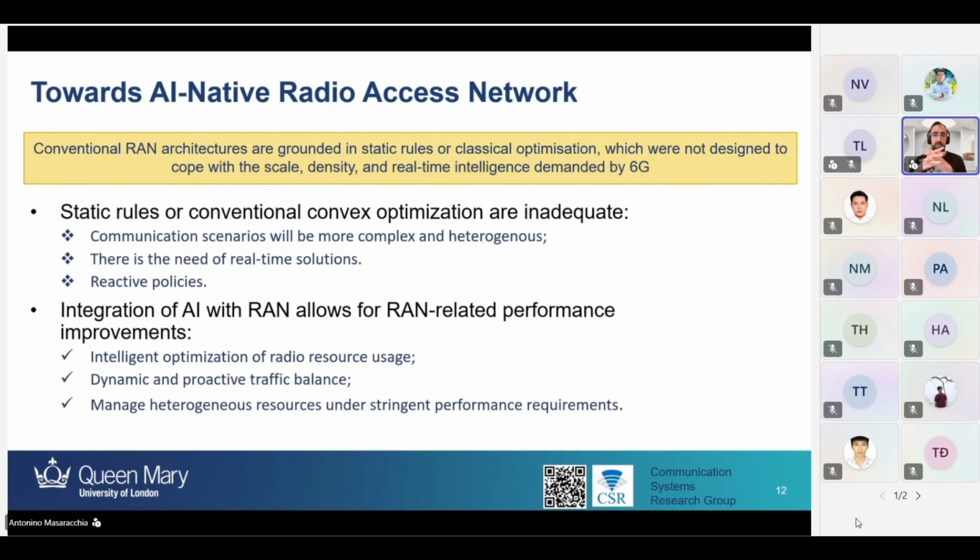So the question is, are the current conventional optimizations able to address these challenges? So far, the network layer, meaning the IP layer, and the service layer are very well optimized. So the main focus at the moment will be how we can improve the radio access part of the network, which is the main part that provides the connection between users and the access to the core network. This is becoming a very strict bottleneck in the network itself. And there are a lot of challenges that static rules or conventional complex optimization are inadequate to solve.